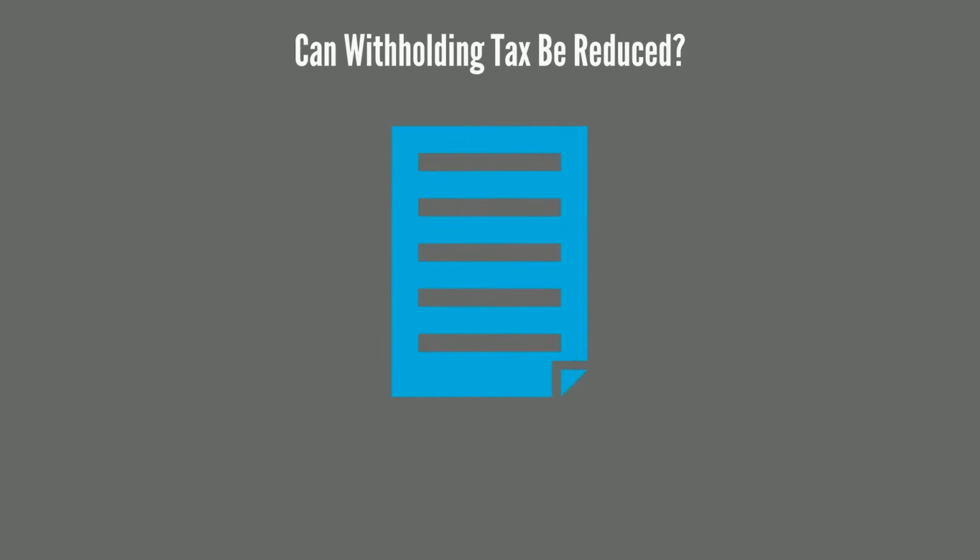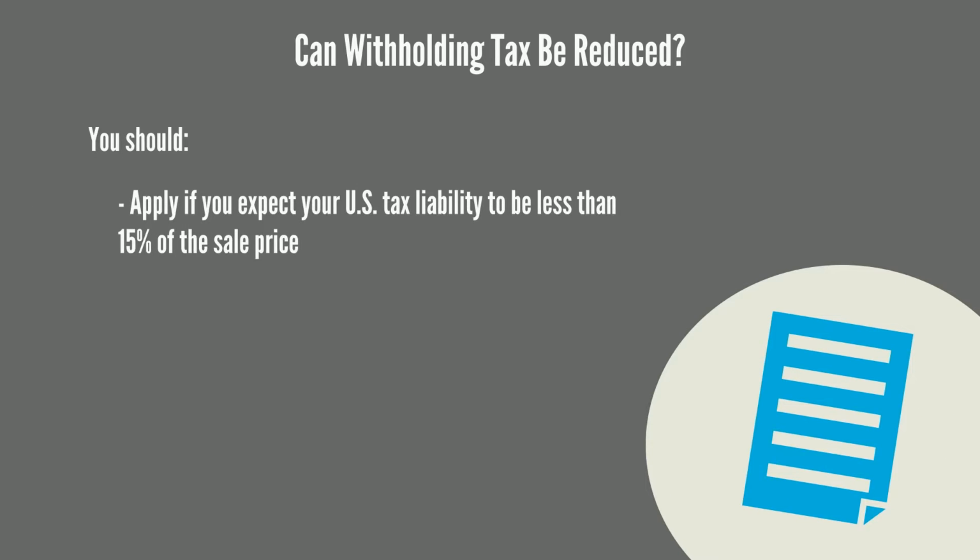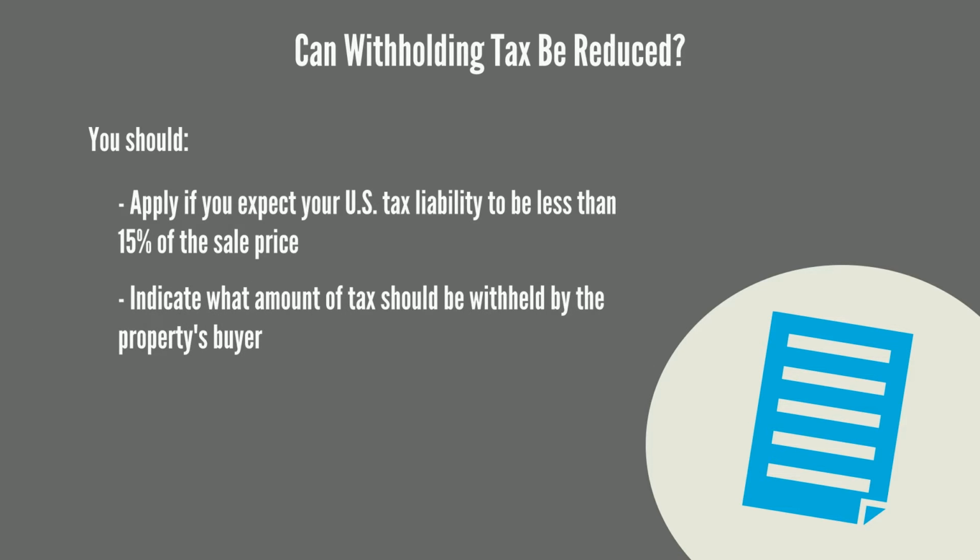Luckily, there is a way to reduce withholding taxes paid by Canadians on the sale of U.S. real estate. You can apply for a withholding certificate before transferring the property. You should apply if you expect your U.S. tax liability to be less than 15% of the sale price. You will need to indicate what amount of tax should be withheld by the property's buyer, rather than the full 15%. The application must be filed before the closing date.